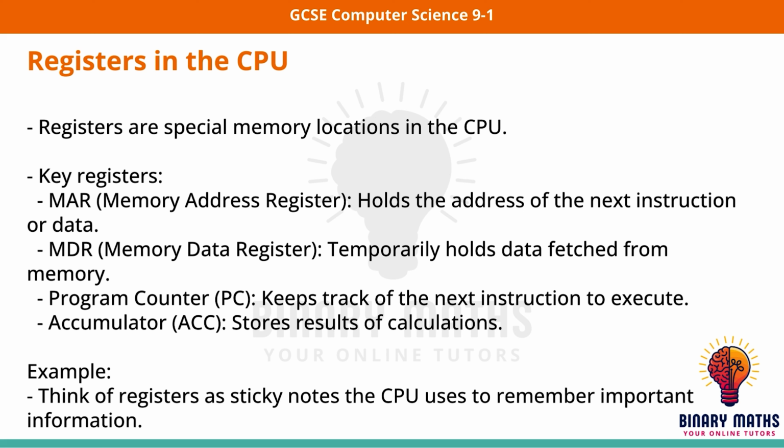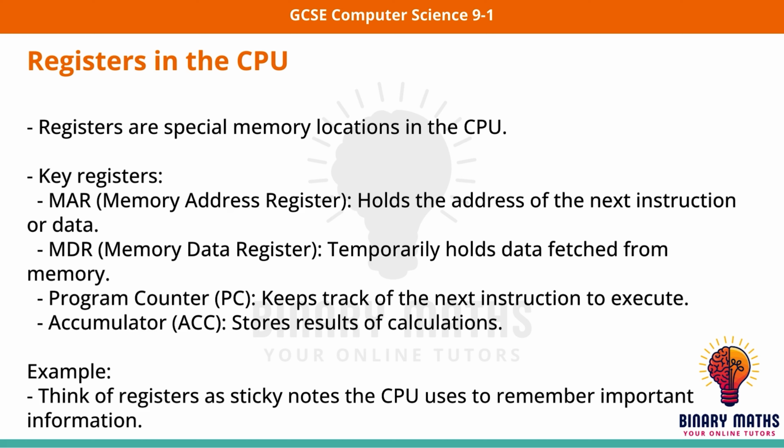Let's talk about registers. These are special memory locations inside the CPU that are used to hold data temporarily while it's being processed. There are a few key registers you should know about. The MAR, or the Memory Address Register, holds the address of the next instruction or piece of data to be fetched. The MDR, or the Memory Data Register, temporarily holds the data that's been fetched from memory.